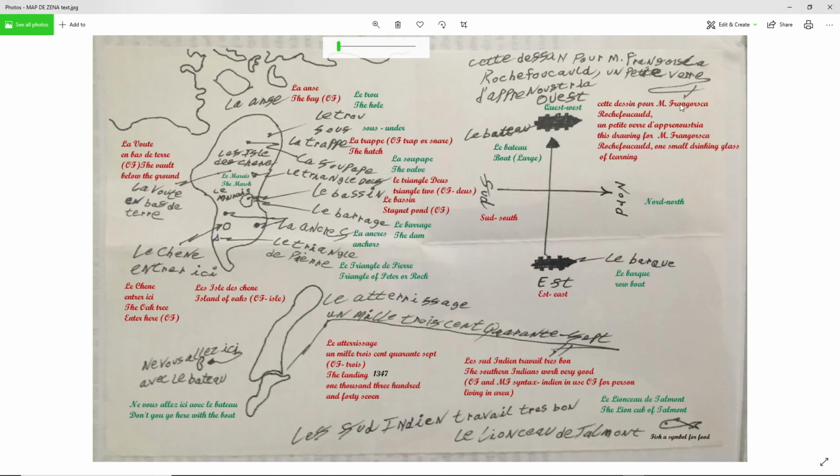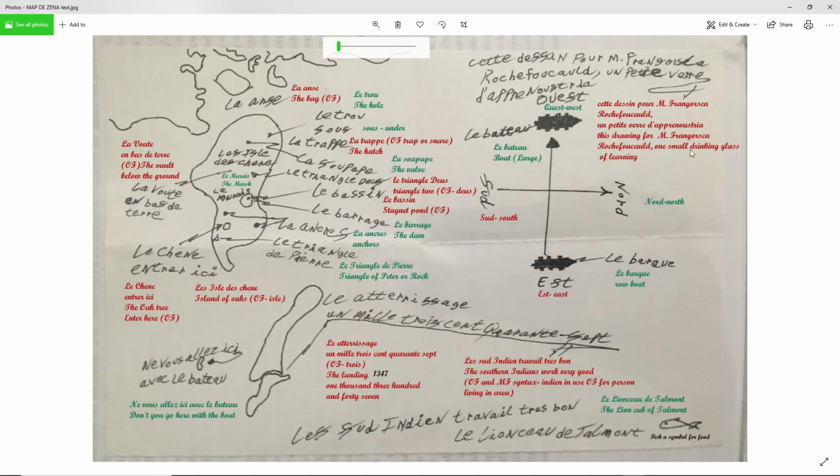So at the top here, I'm not going to read what it says in French because I'll just massacre it, but it says up at the top here, this drawing for M, and I don't know if this says Francois, but I'm seeing it as Frangorska, which may be a nickname. Maybe this does say Francois. It's just written to where I can't see it. Rochefoucauld. And this M stands for his title.